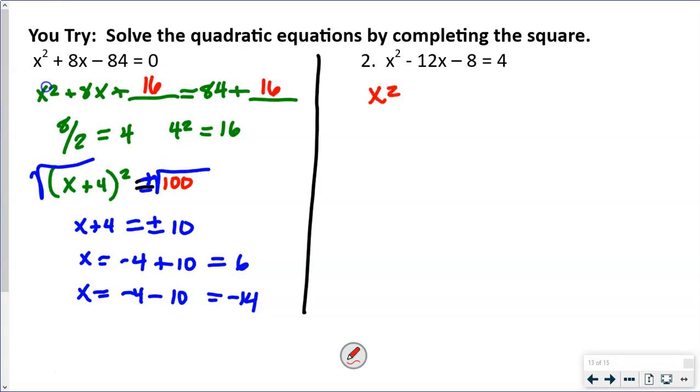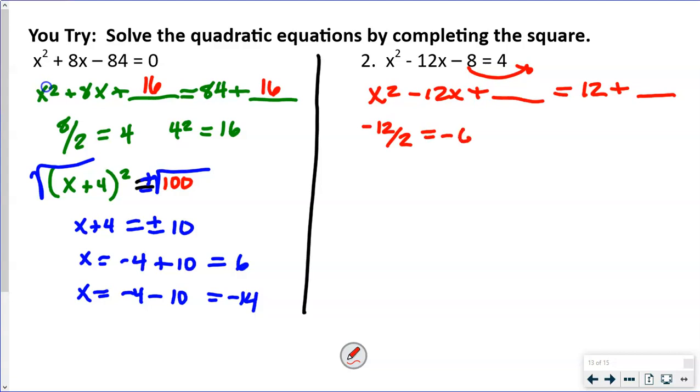Okay, so we got x squared minus 12x plus blank. We're going to add 8 to both sides. So that's going to give us 12 over here plus blank. So we're going to do our negative 12 divided by 2. That's going to give us negative 6. We're going to do this x minus 6 down here squared, right?